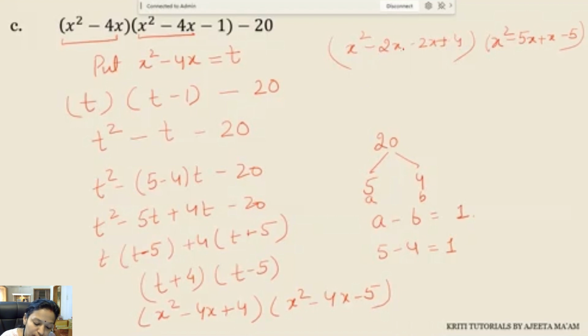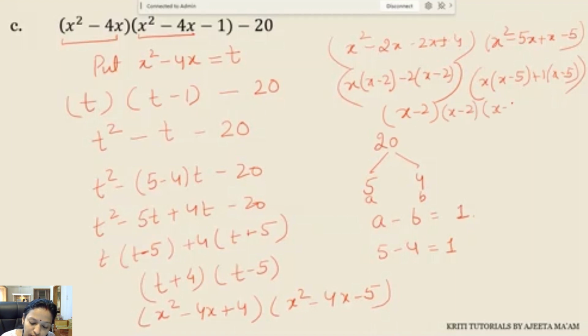Right? Now what will you get here? x minus 2, and minus 2 again, x minus 2. x common again, x minus 5 plus 1, x minus 5. So what is common here? x minus 2, x minus 2. And what is common here? x minus 5, x plus 1.